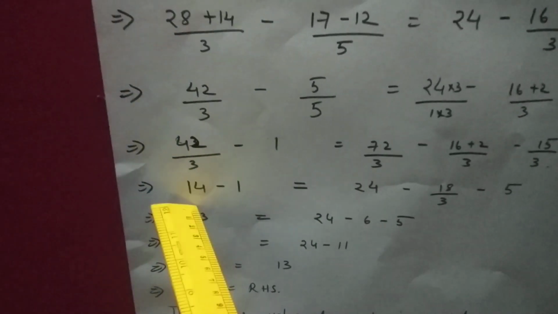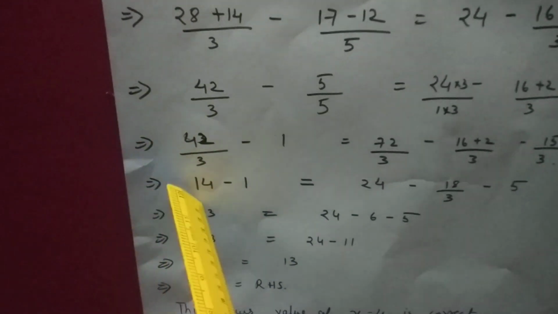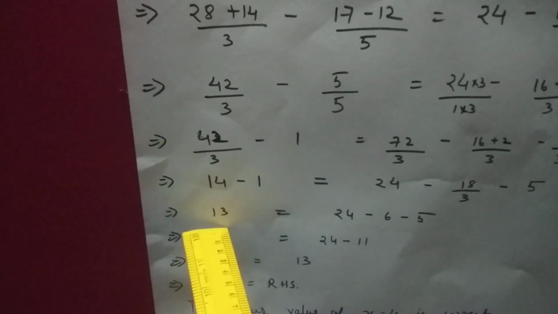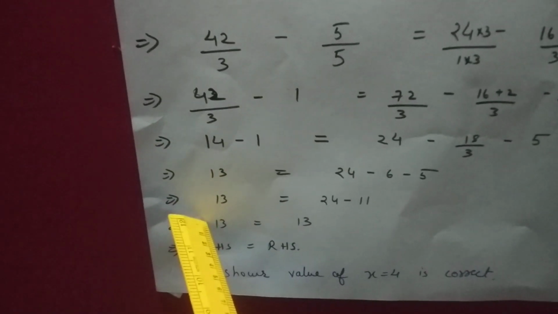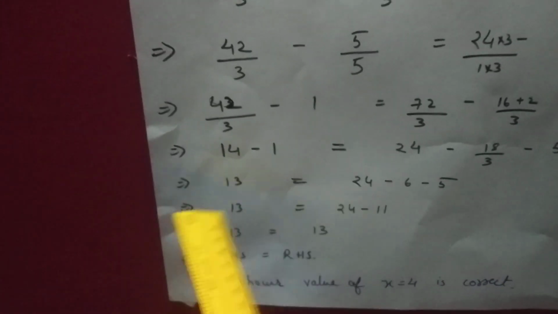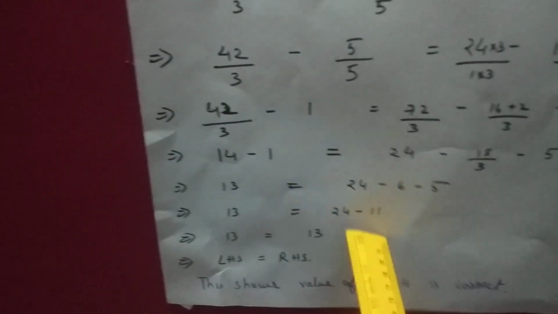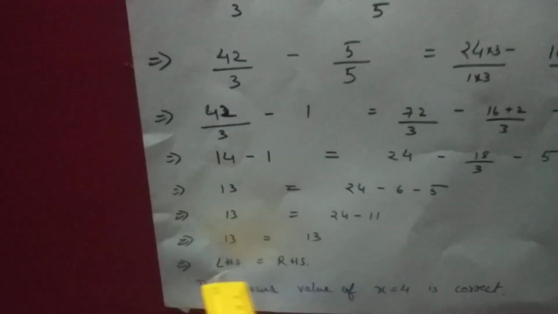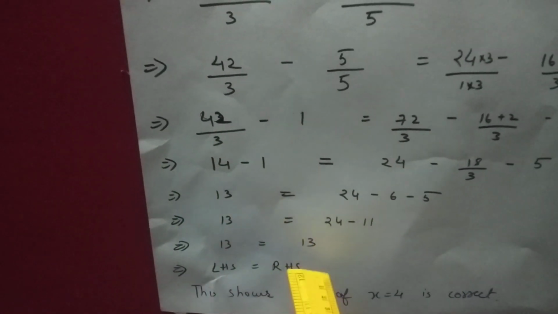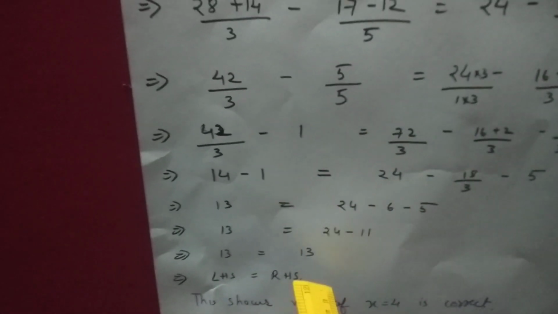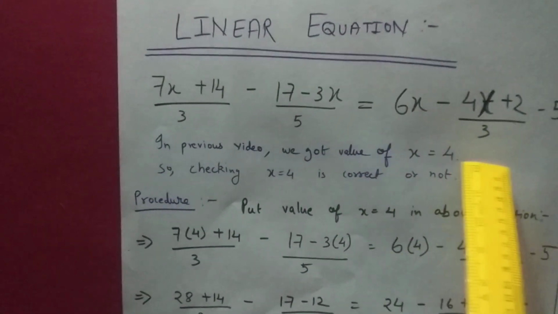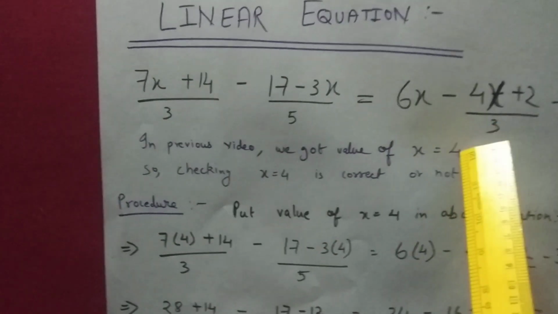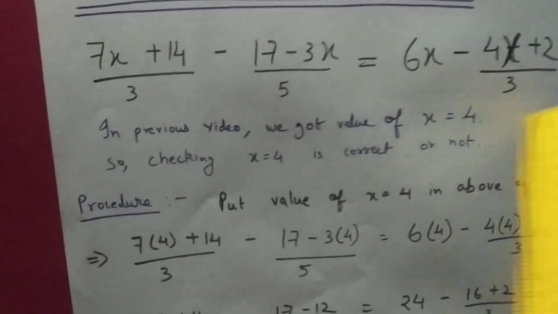Okay, and with the help of this, on the left hand side we already got 13 here. 14 minus 1 we solved, so we get 13. So the inference is, if you conclude this here, on left hand side we are getting 13, on right hand side we are getting 13. So if LHS is equal to RHS, we conclude that the value of x that we found out as 4 is correct because this value of x is satisfying this whole linear equation.